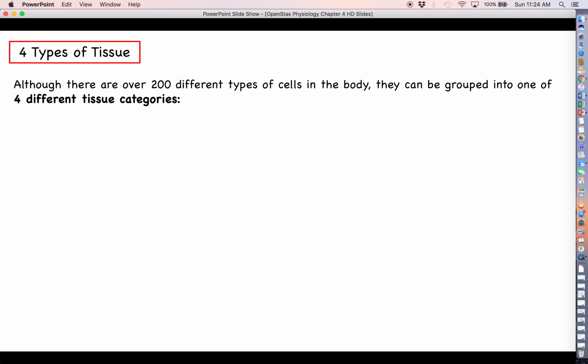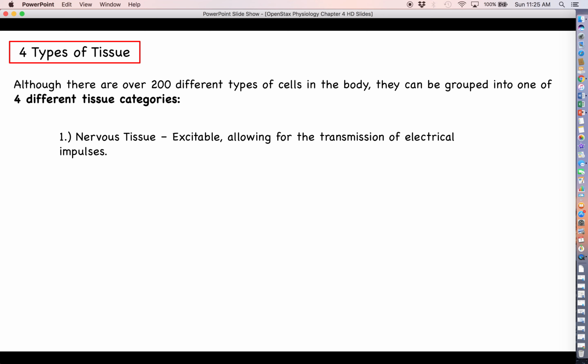I mentioned that there are well over 200 different types of cells in the body, but thankfully there are only really 4 different types of tissues. Those 200 different types of cells we can place into these 4 different categories. The first is called nervous tissue. The major feature of nervous tissue is that a certain type of cell that we're going to see in nervous tissue is excitable, meaning that it is capable of allowing for the transmission of electrical information. This is going to be important because this will allow us to talk in further detail about the input and output signals that we introduced in chapter 1.